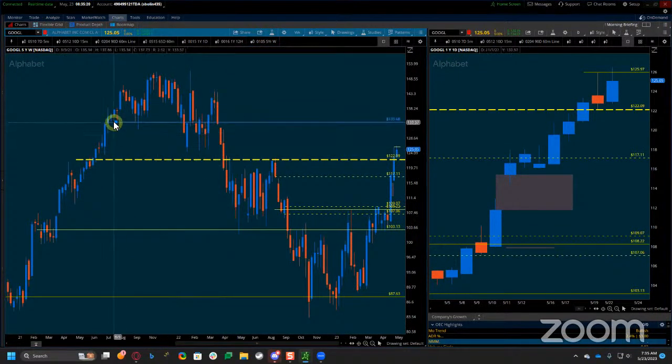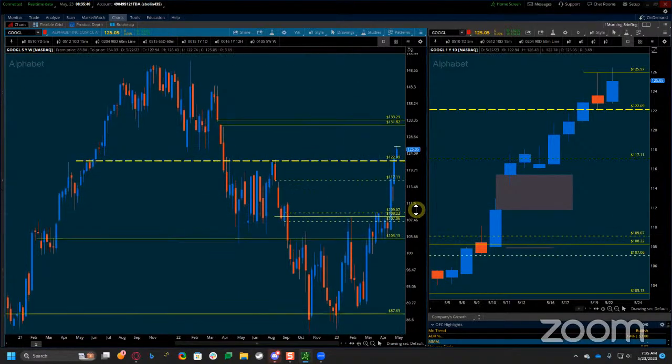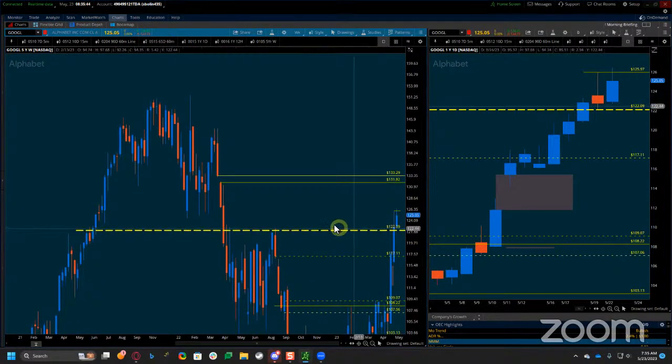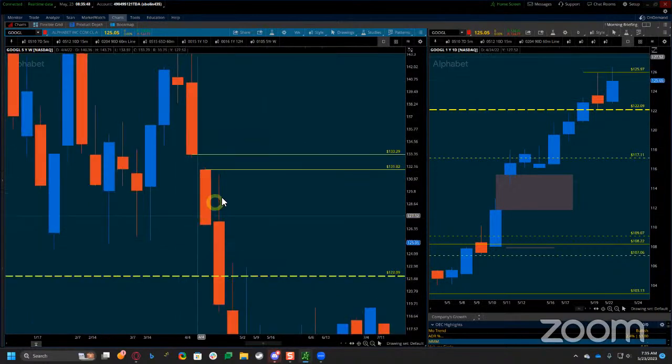And the gap fill, $133.30. $131.82 is the start of the gap filled channel. Long ways to go before we get there. I would also be cautious of this wick.